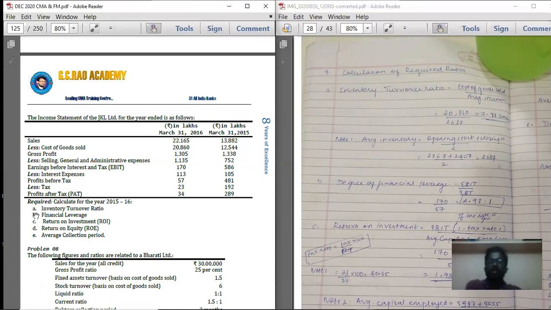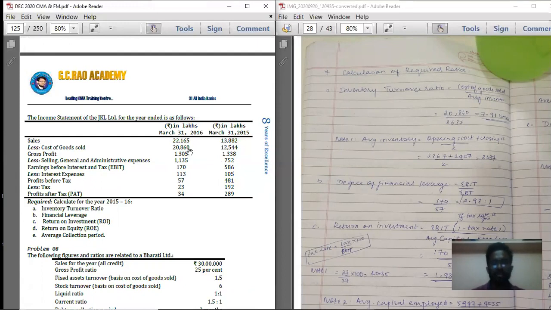Now put the heading. Problem number 7. Calculation of required ratios. Point number A, inventory turnover ratio, ITR. What is the formula for inventory turnover ratio? Inventory turnover ratio is equal to cost of goods sold divided by average inventory.